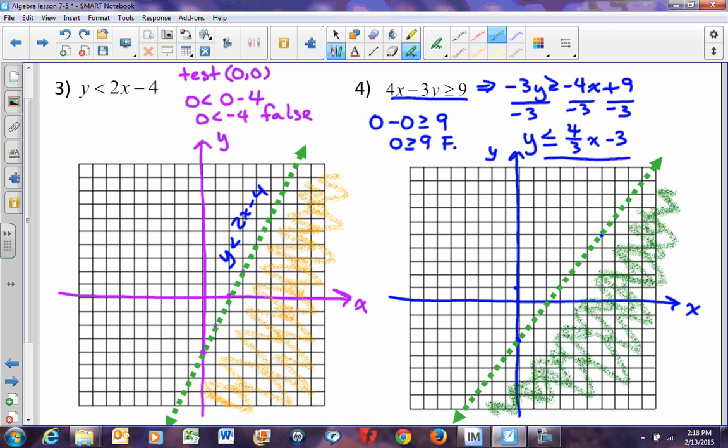And I should label my equation, last but not least. Y is less than or equal to 4/3 x minus 3. Or I can write it with the original, it doesn't matter.